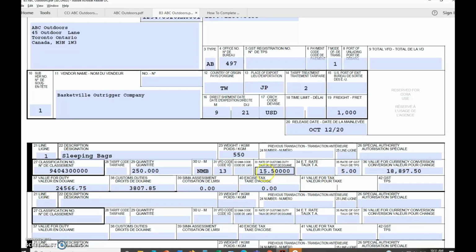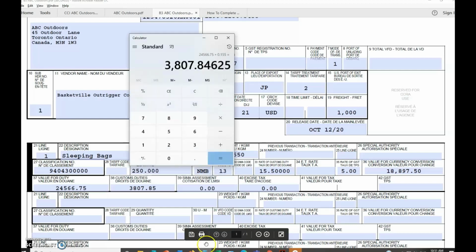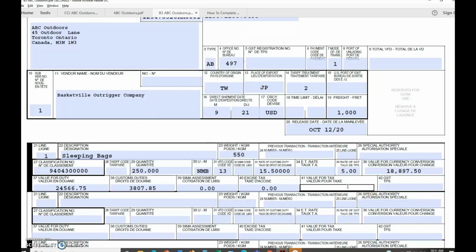And the value for tax, we're going to add up the value for duty, the customs duties, and these two. These two are always 0. We don't have to worry about them. So we are going to take 24,566.75, which is our value for duty, and add the customs duties of 3807.85, and we get 28,374.60, and we put that in the value for tax, 28,374.60. That is the adding up of field 37, 38, 39, and 40.